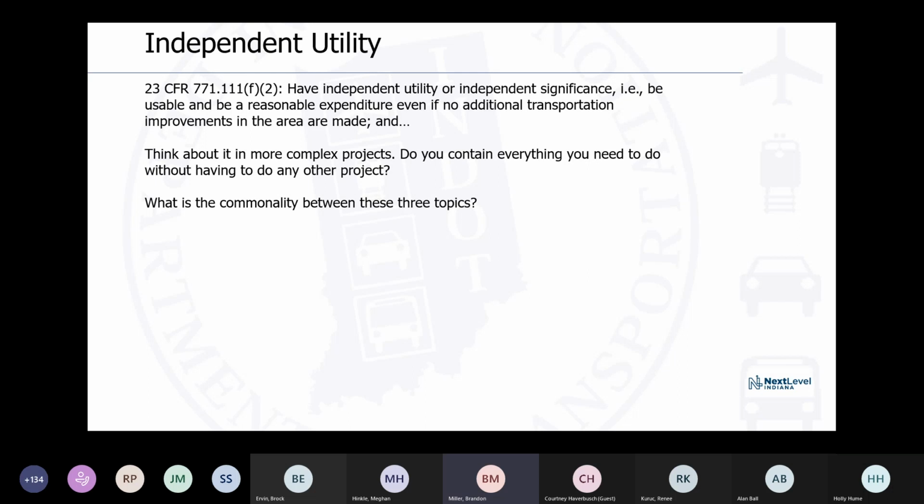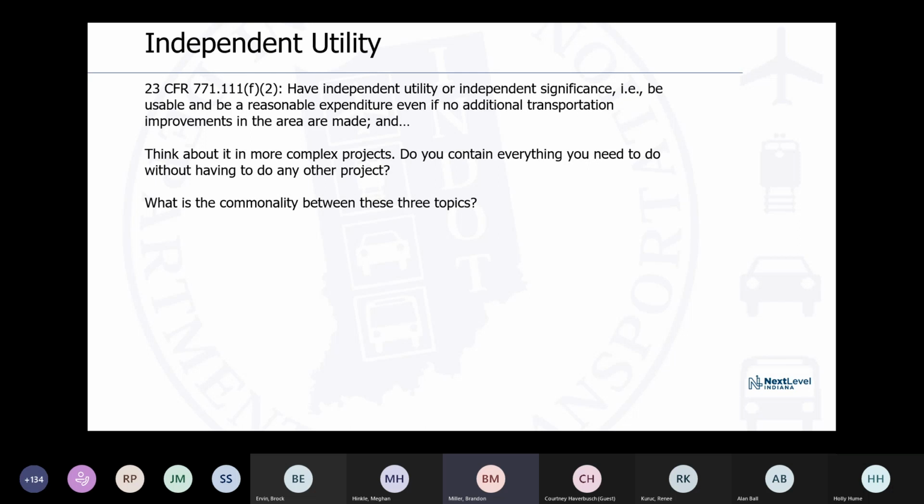So when you're talking about independent utility, you want to make certain that you can finish the project that you identify that you're going to be doing. So that gets back into the discussion about logical termini. Sometimes you may have to include a little bit of description in the termini to show exactly why it is sufficient for the project, which then ties into the independent utility.